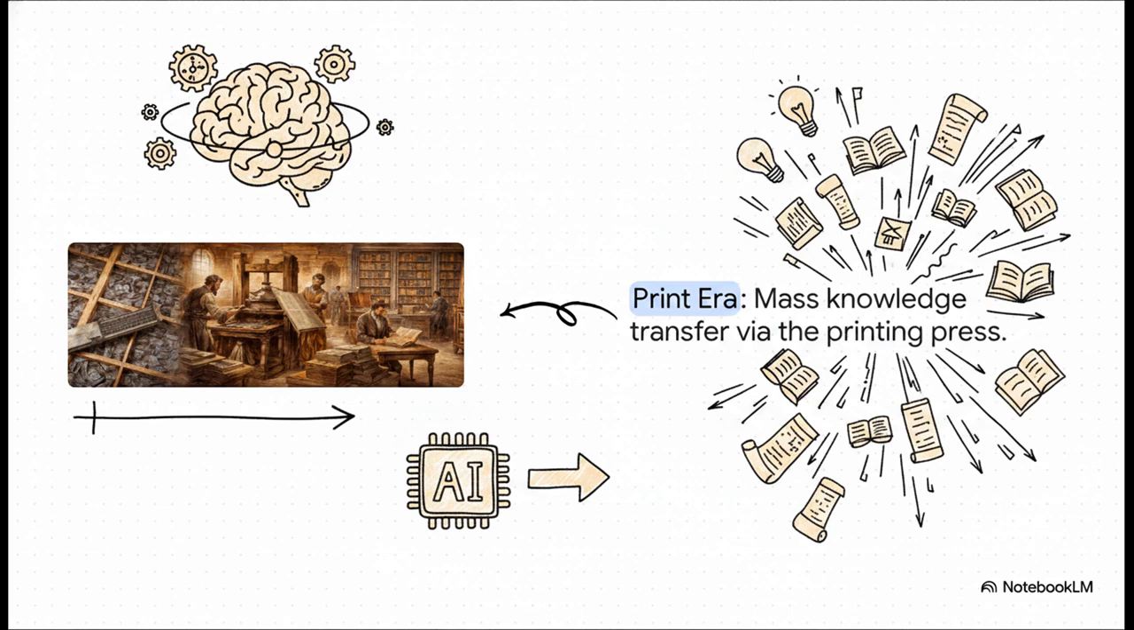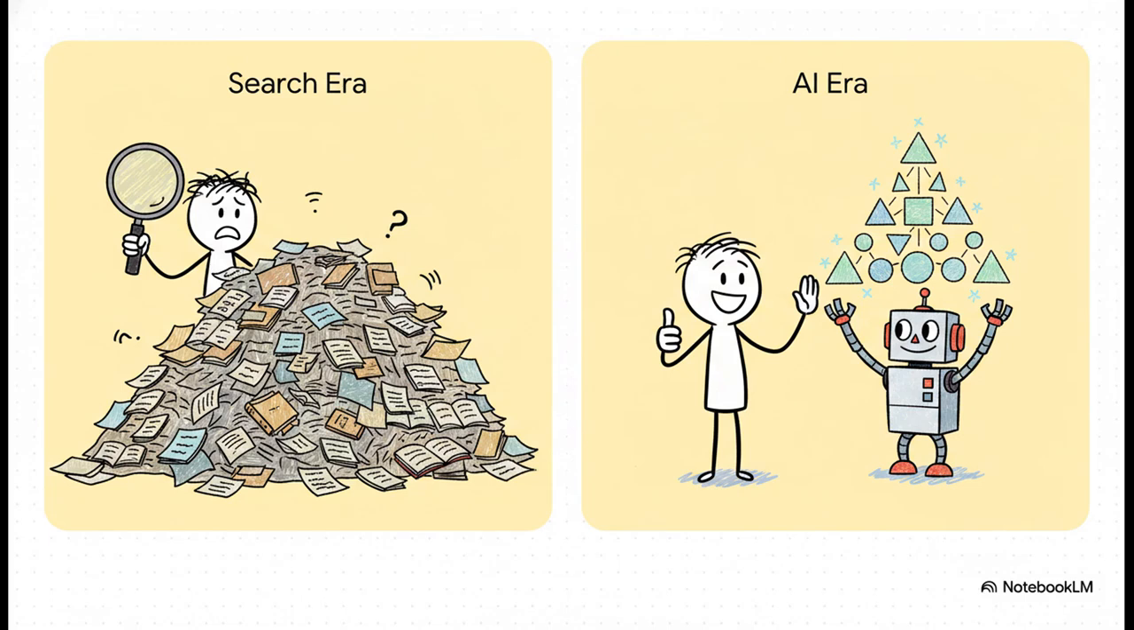This rapid democratization of knowledge expanded universities and pretty much sparked the scientific revolution. And this is a really crucial historical anchor for us, because AI is poised to spark a similarly massive revolution in how we process and distribute information today. So let's look at the transition we're actively living through right this second: the search era versus the AI era.